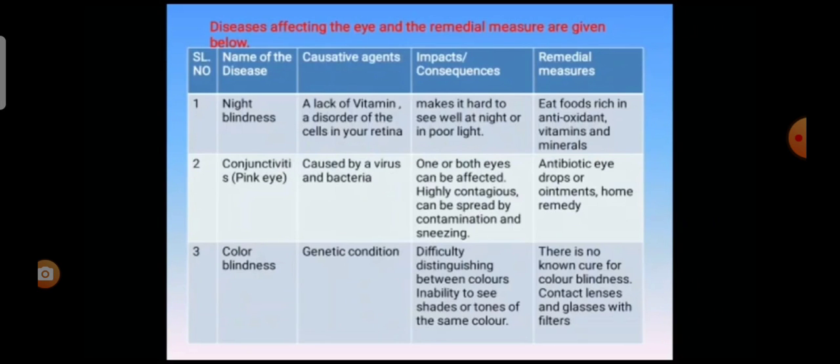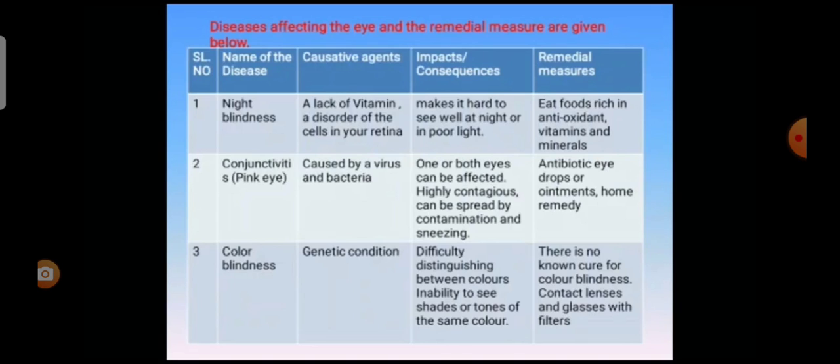Now we see some of the diseases affecting the eye, and the remedial measures are given here. Night blindness, that is caused by the deficiency of vitamin A, a disorder of the cells in your retina. The impact is that it makes it hard to see well at night or in poor light. The remedy is to eat foods rich in antioxidants, vitamins, and minerals.